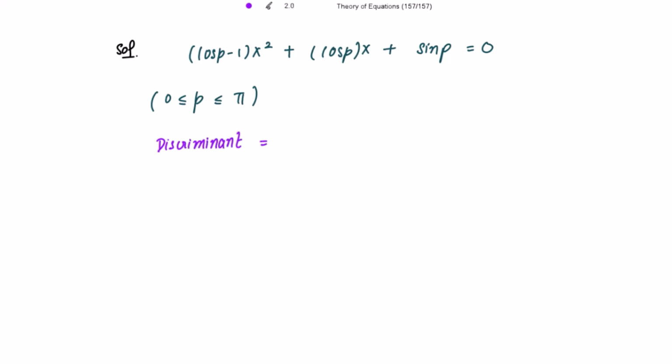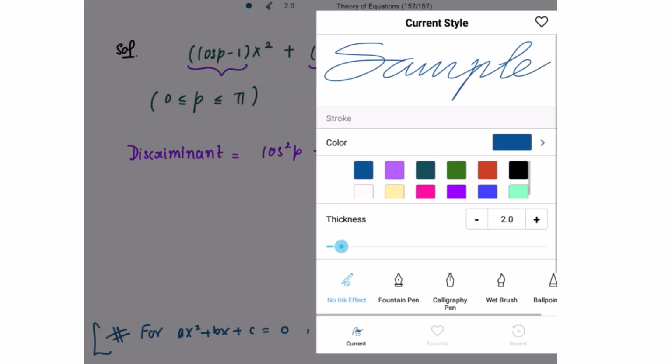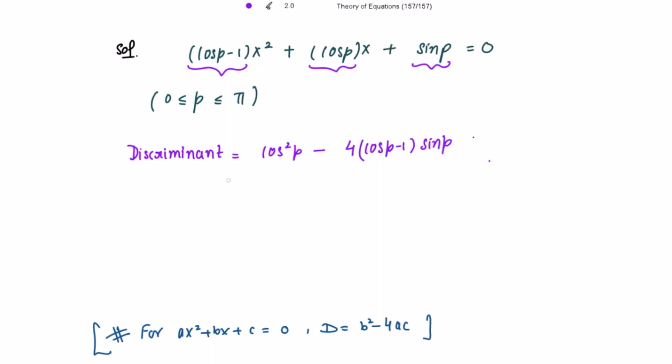So the discriminant is b square minus 4ac. That is cos square p minus 4 times a. What is a? It is cos p minus 1, into c, that is sine of p. Right? So that is equal to cos square p minus, let's open the bracket, 4 cos of p sine of p plus 4 sine of p.